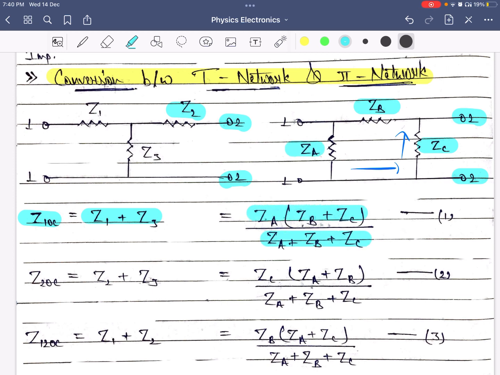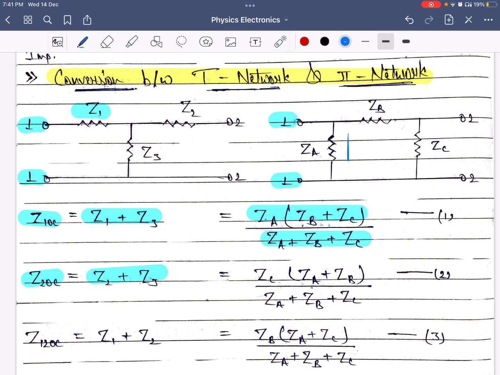Similarly, for the impedance Z2OC, input terminals are open. There will be no flow of current through the Z1, and we will get Z2 plus Z3 for the T network. For the pi network, 1, 1 are open, and there will be current flowing through the impedance Zc. Then Za and Zb are in series, which are in parallel with Zc, which will give us this equation.